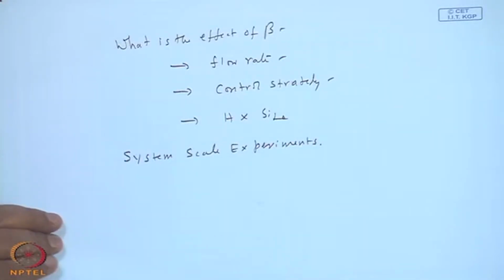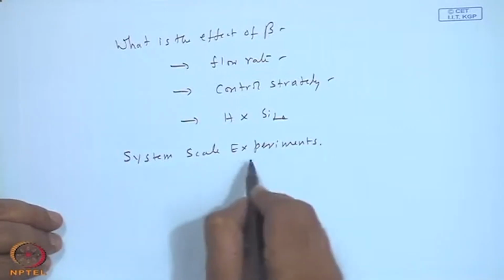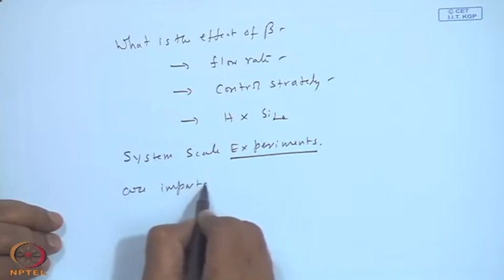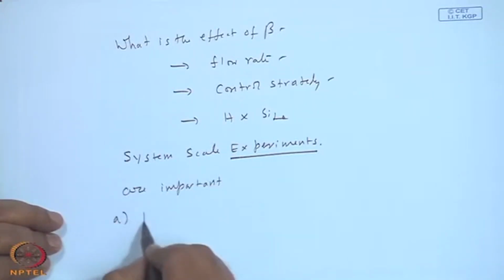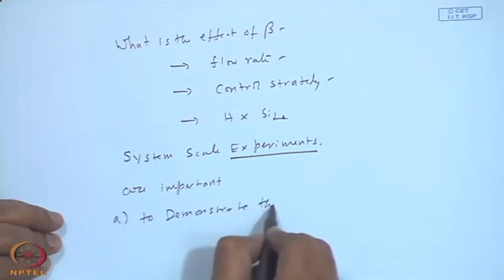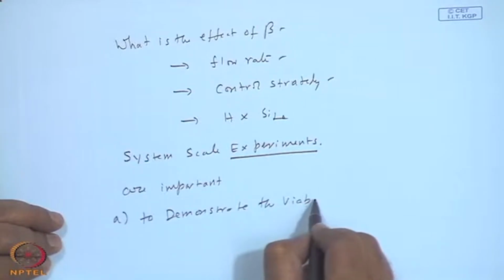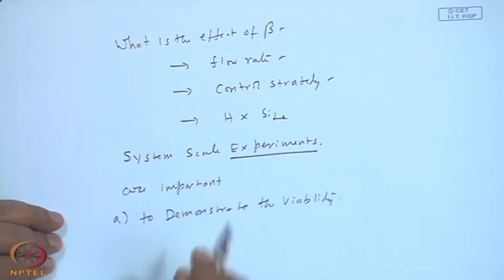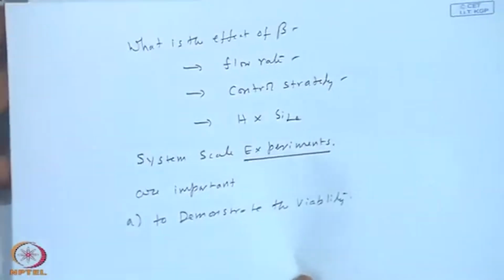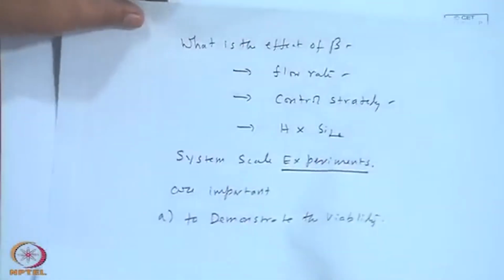Now, it is not that we are theoreticians trying to run down the experimental procedure. Experiments are important, A, to demonstrate the viability. Yes, before you embark on academic viability, you should prove that the system works. So, the experiment can establish the viability of the system technologically.